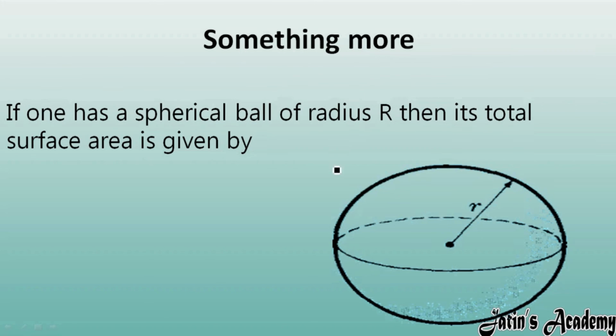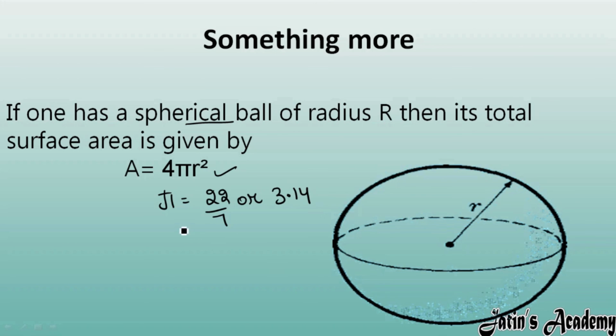Next, I want to tell you something more. If I have a spherical ball of radius r, then its total surface area is given by 4 pi r square. If someone asks you about the total surface area of a sphere, it is 4 pi r square, where r is the radius of the sphere, and pi is a constant value, 22/7 or you can write 3.14. This is always a constant value, and we have to put the same value in all the formulas.